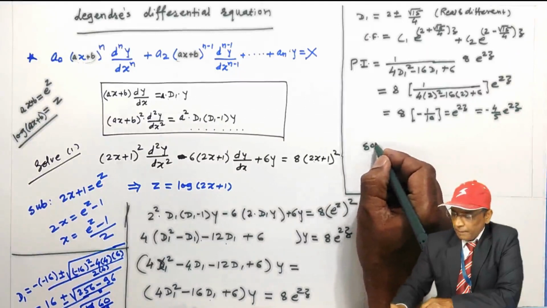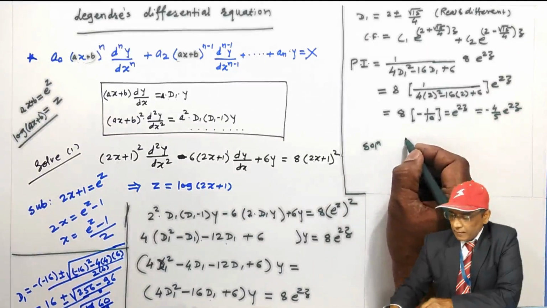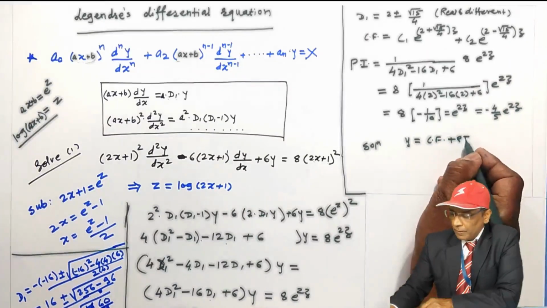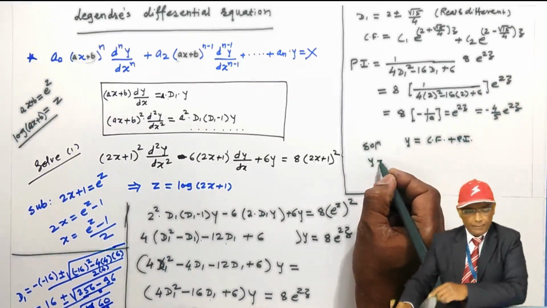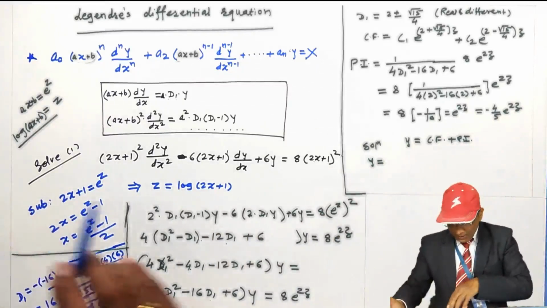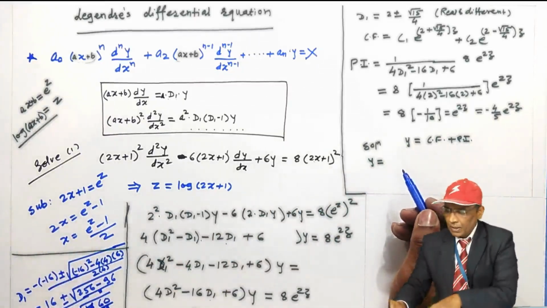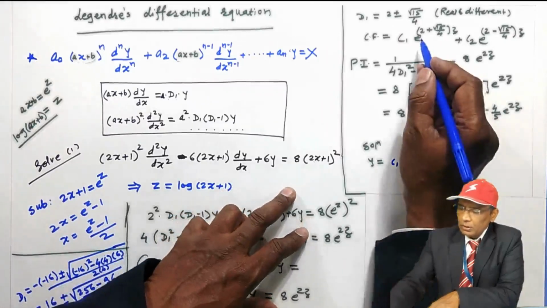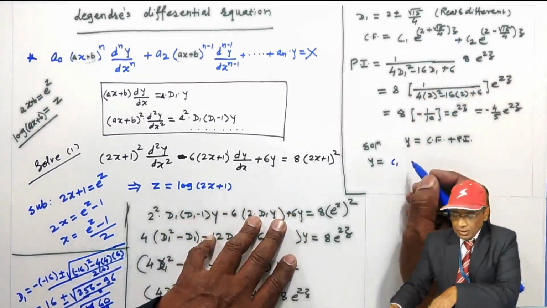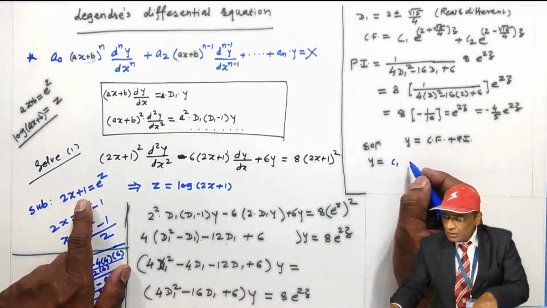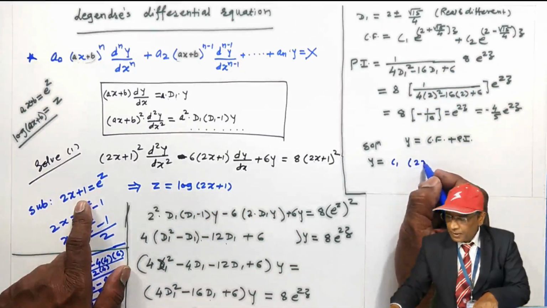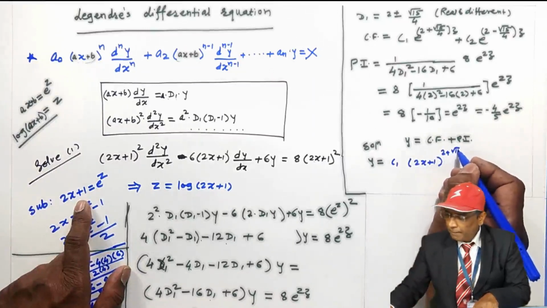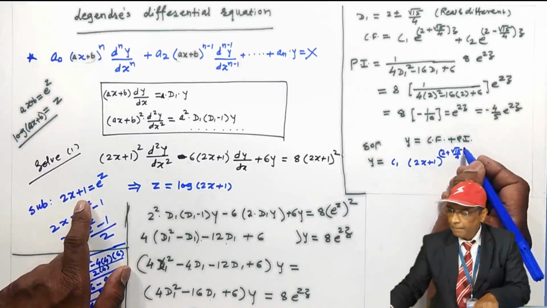Solution is what? Complementary factor plus particular integral. But here I am writing directly. Okay. Complementary factor. What is a complementary factor? See, C1 e to the power z. E to the power z is what? See, e to the power z is 2x plus 1 power 2 plus root of 15 by 4. Okay.